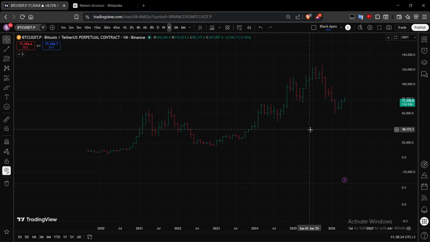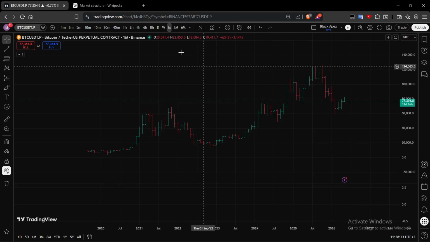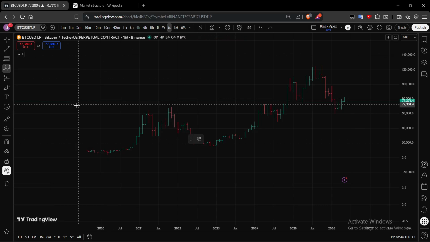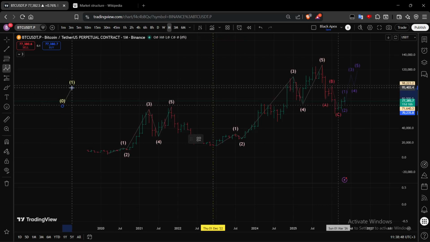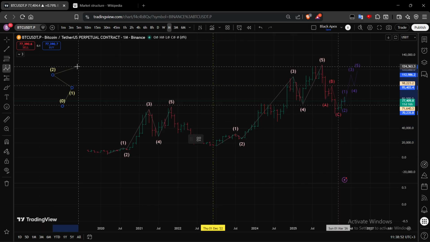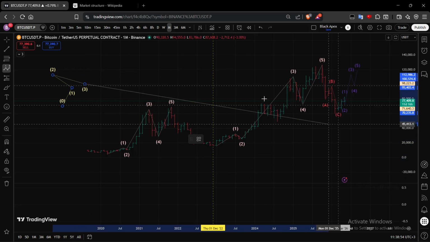So, what is Elliott wave? Elliott wave is a market analysis based on the belief that the market goes in an impulse and a corrective wave. So we have two types of waves. We have the corrective wave and we have the impulse wave. So the impulse wave is made up of wave one, two, three, four.